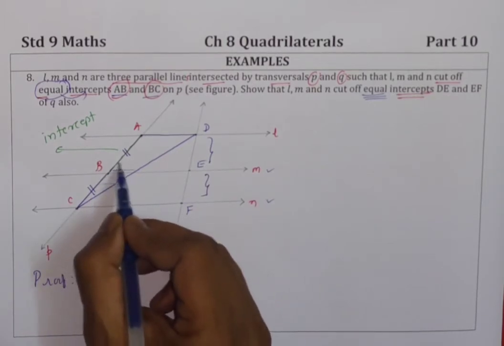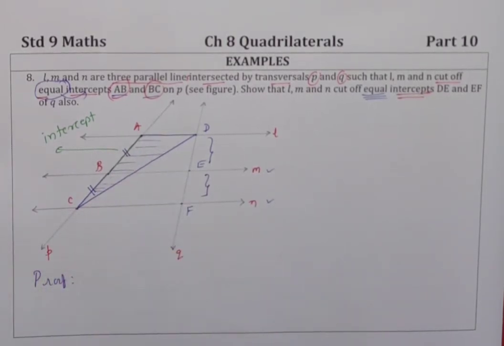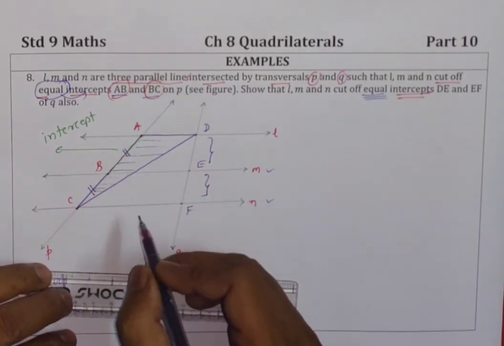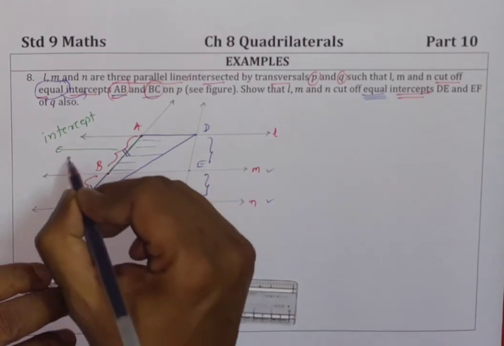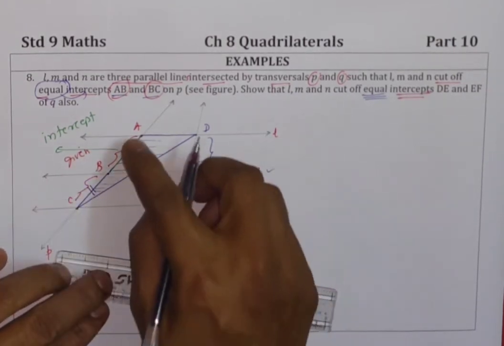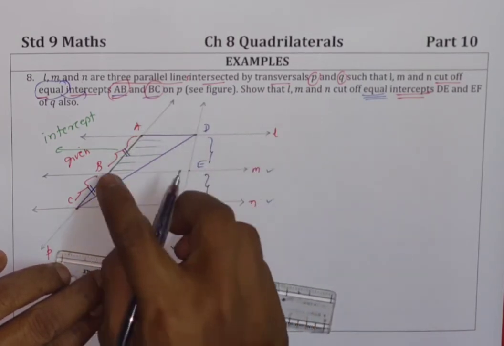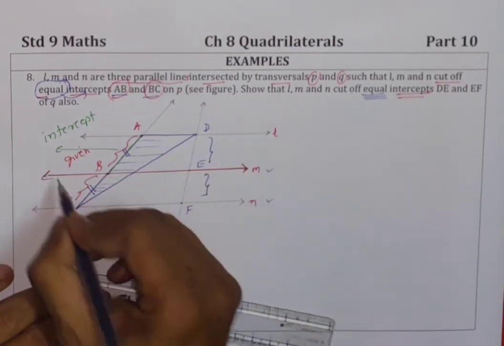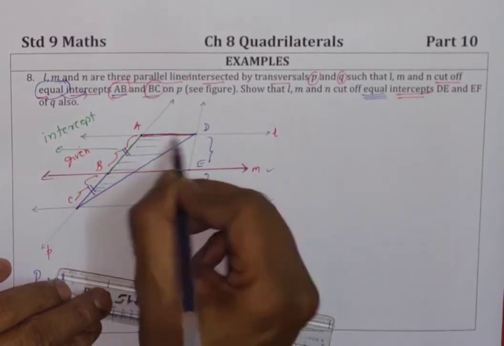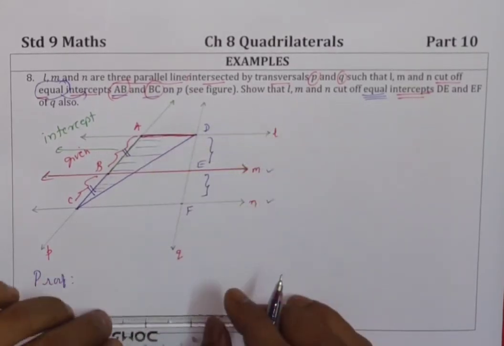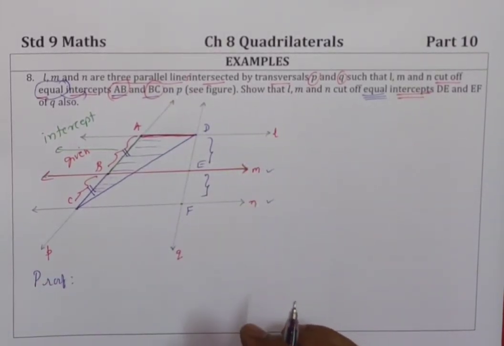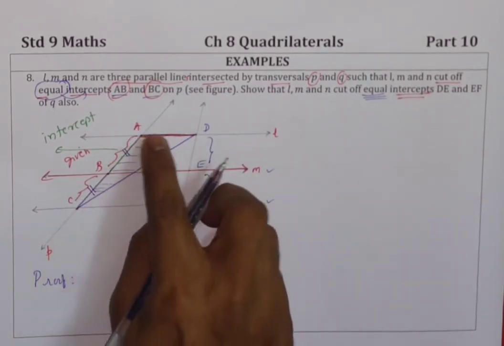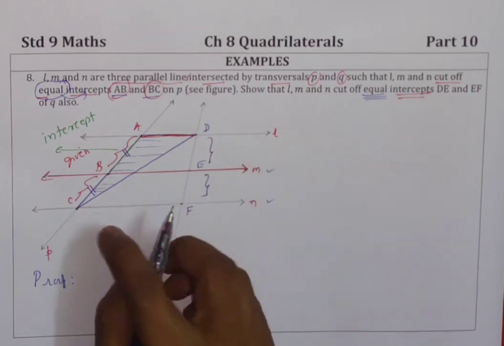I got this triangle, and in that triangle, children, is B a midpoint or not? AB equal to BC, that is given. So B is midpoint. So in this triangle ACD, B is the midpoint of side AC and a parallel line is going through it. This line M is parallel to AD. L is parallel to M, so parallel to AD. So we can use the converse of midpoint theorem. Alright? Line M passes through midpoint of one side parallel to another side AD. So it will bisect the third side CD.